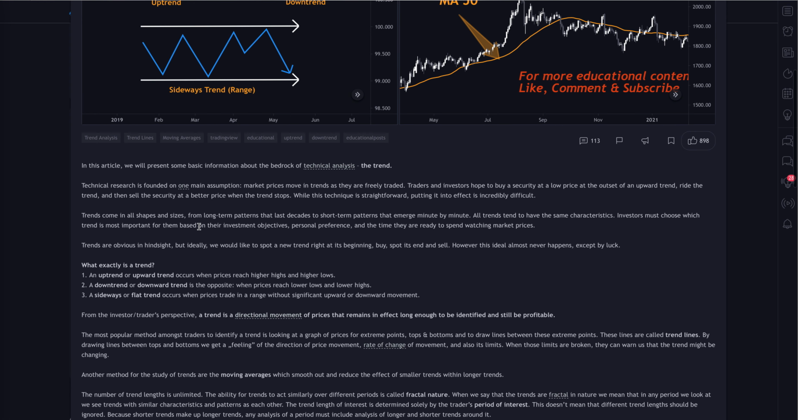It says trends come in all shapes and sizes, from long-term patterns that last decades to short-term patterns that emerge minute by minute. All trends tend to have the same characteristics. Investors must choose which trend is most important for them based on the investment objectives, personal preferences, and the time they're ready to spend watching the market prices. A lot of the traders are day traders, meaning what? Meaning they open a position in the beginning of the day and they close it regardless of what happens by the end of the day.